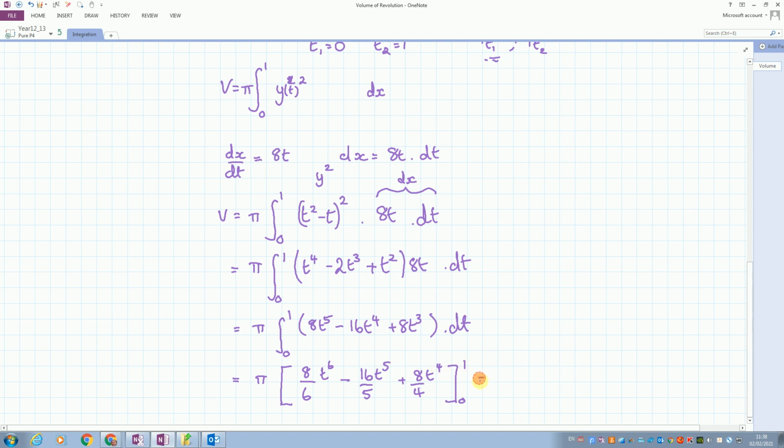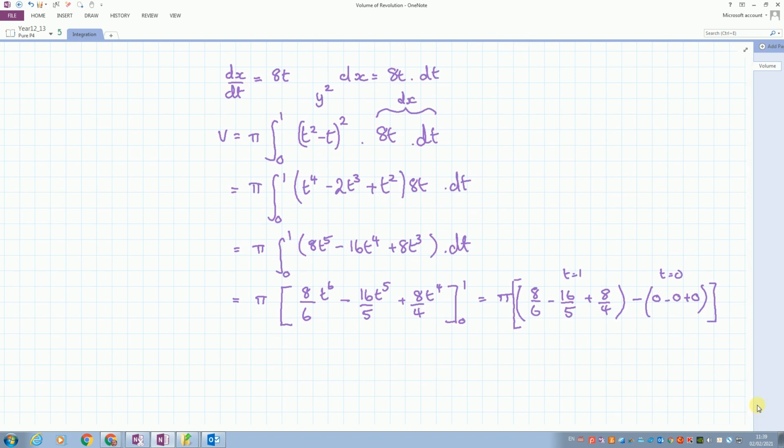And stick the values in, so we've got pi. The evaluation when t equals 1 is going to be 8 over 6 minus 16 over 5 plus 8 over 4, and we subtract from that the value when it's 0, which makes all of these 0. And when you plug that into your calculator, the final answer comes out as 2/15 pi.